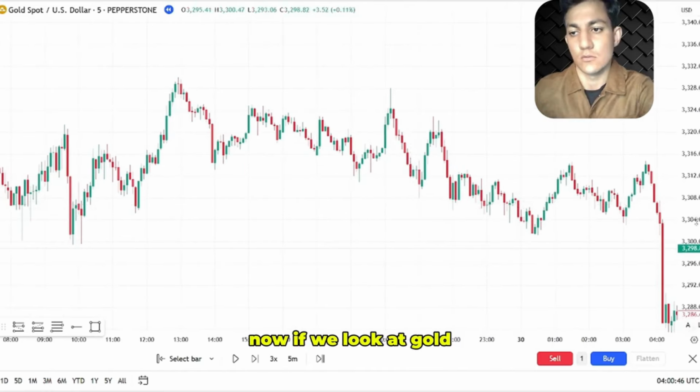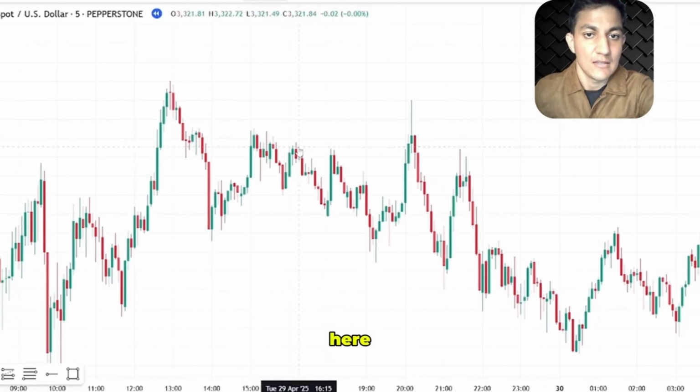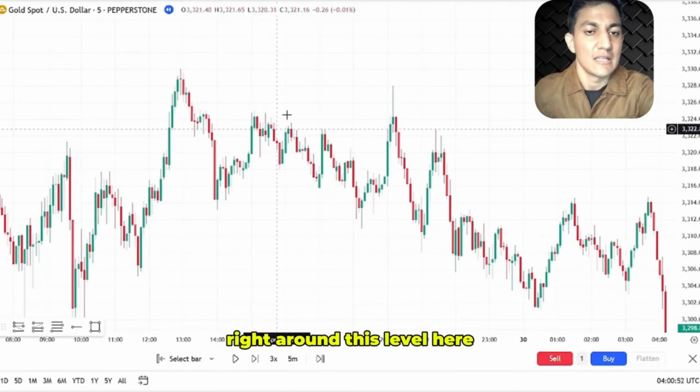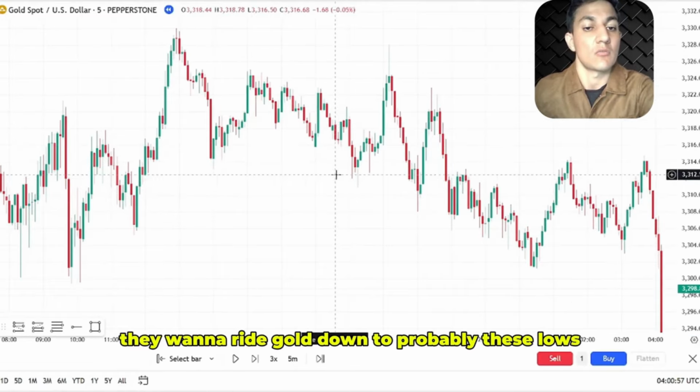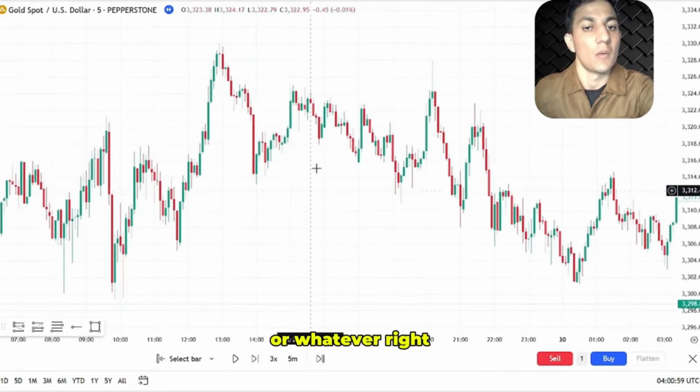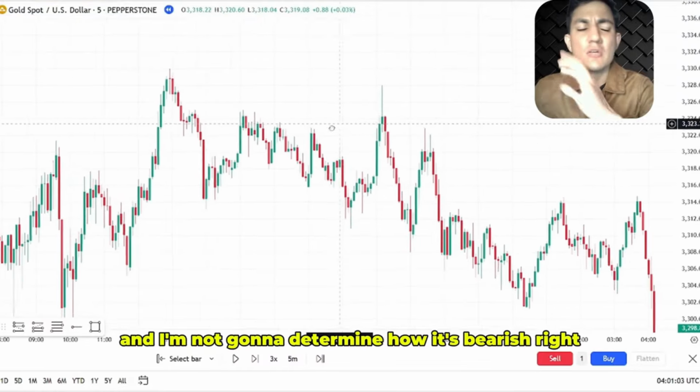Now, if we look at gold, we've got highs here, here, here, right? Around this level here, lots of people are putting their stop loss orders, shorting gold, right? They want to ride gold down to probably these lows or whatever. And even if gold's bearish, I'm not going to determine how it's bearish, right?